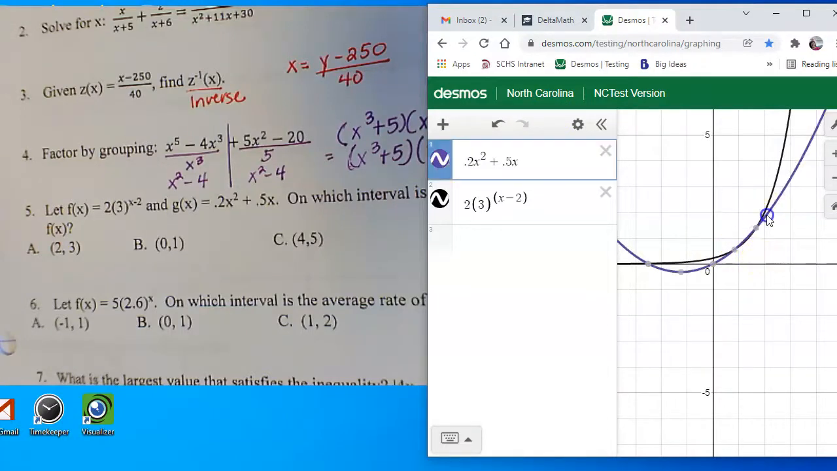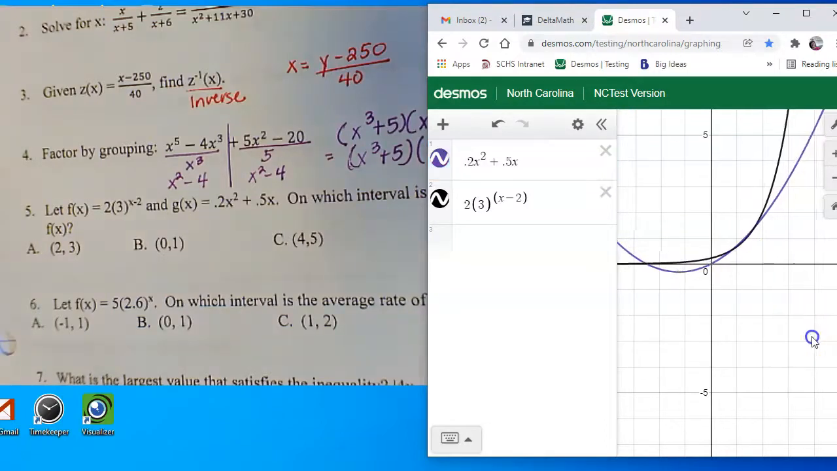Okay, so here's 2, and here's 3. So is the purple greater between 2 and 3? No, the black is greater. Okay, let's look at 0 to 1. Here's 0 to 1. Now, the purple is underneath it, but look at how fast it's going up. Between 0 and 1, is it increasing faster than the black? Seems like maybe 0 to 1 will be the answer. Let's check the others to be sure.